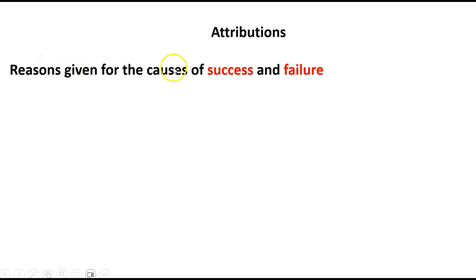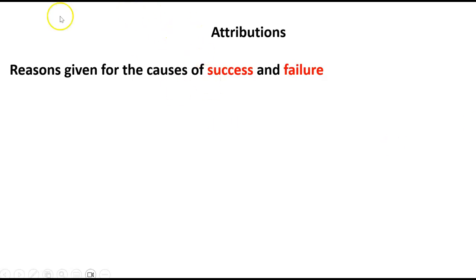So, definition of term then, attributions basically refers to the reasons given for the causes of success and failure. Now, this is so commonplace in everyday life, not just sport, everyday life. People are successful, people fail, and they give reasons for the causes of that success and failure.